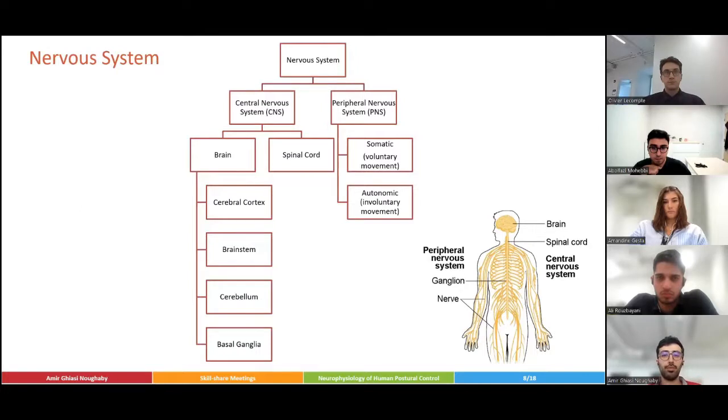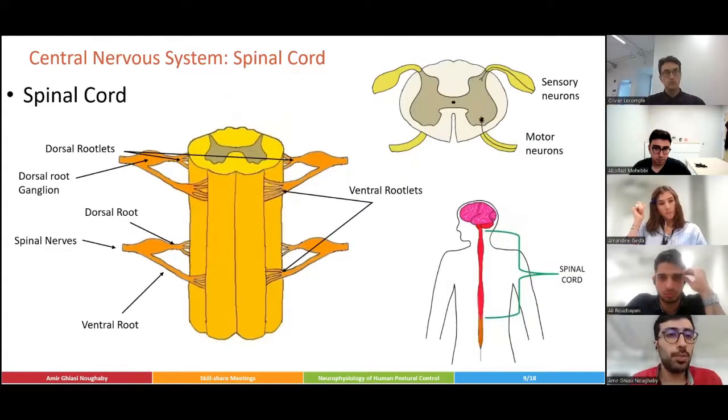But the nervous system itself includes two parts, the central nervous system, or CNS, and the peripheral nervous system. You can see here that the central nervous system itself includes two parts, brain and spinal cord, and the peripheral nervous system has two parts: the somatic, which is assigned to voluntary movement, and the autonomic, which is assigned to involuntary movement. The brain itself has some parts: cerebral cortex, brainstem, cerebellum, and basal ganglia. The first part is the spinal cord.